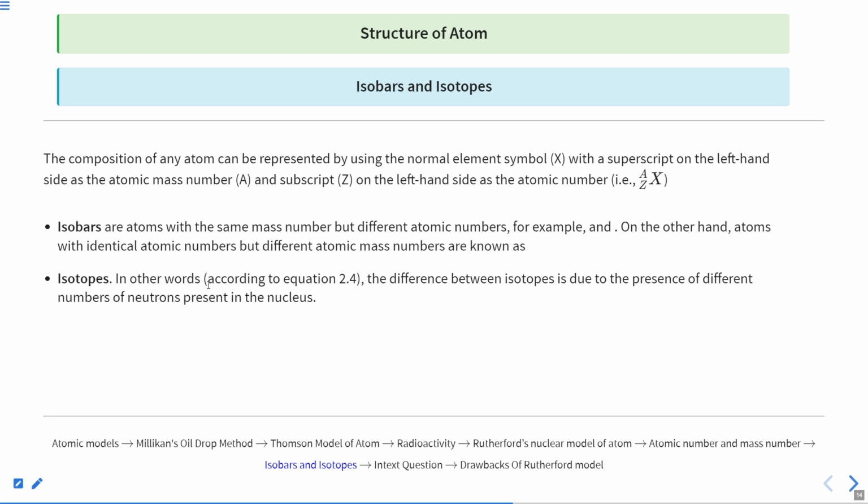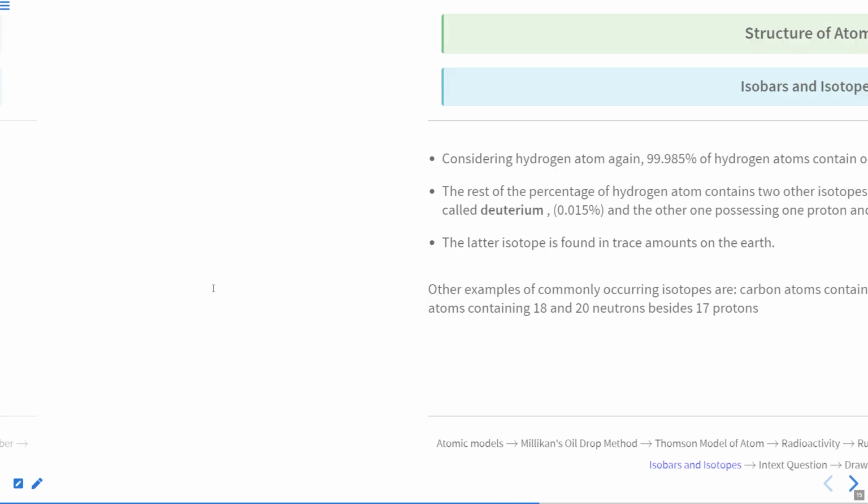Next is isotope. Isotopes are basically atoms of the same element which have different mass numbers. In a more technical way, those which have the same atomic number but different mass number are known as isotopes. Their physical properties will be almost the same. Suppose we have C12 and C14. The atomic number is of course 6 for both of them, but their mass numbers are 12 for C12 and 14 for C14.